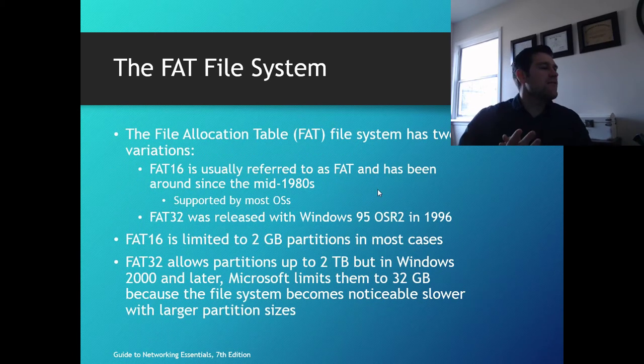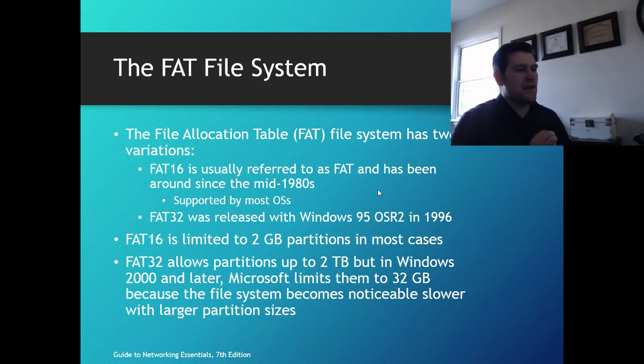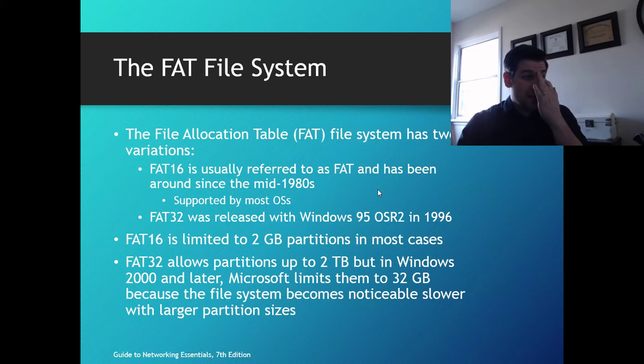Okay, so now we're going to look at some file systems and sort of the evolution of file systems for Windows. So it started with file allocation table, FAT.